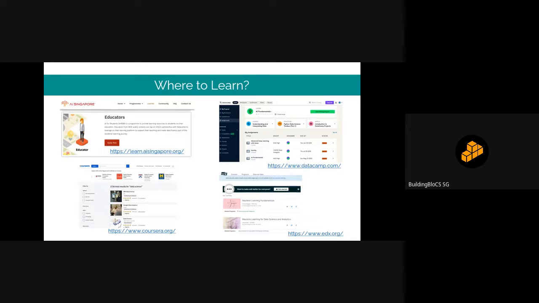In AI Singapore, they offer this AI for Educators program, which is in partnership with DataCamp. So DataCamp itself also has a lot of AI and machine learning courses. The other two MOOCs that are very useful that you might be interested in would be Coursera and edX, which also have a wide range of AI and machine learning courses offered by various institutes of higher learning.